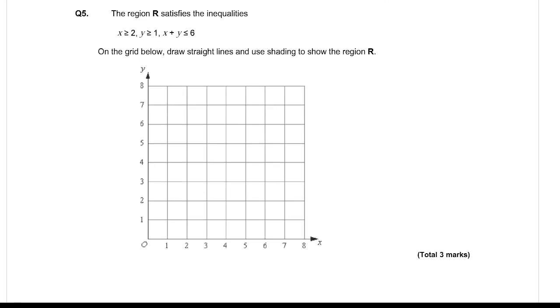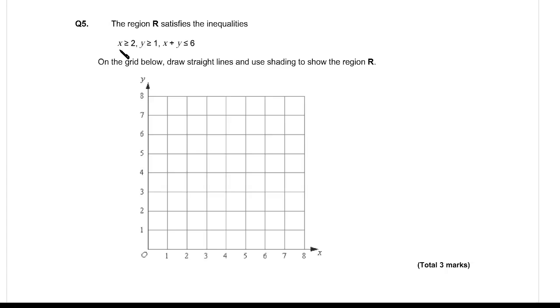Okay, we've got a region that satisfies these inequalities. X is greater than or equal to 2, y is greater than or equal to 1, and x plus y is less than or equal to 6. We're going to draw, show on the grid, and shade the region and show it using the letter R.